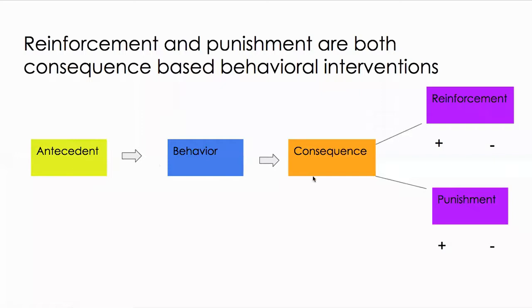Here's that 3-term contingency. So again, pointing out that reinforcement and punishment are both consequence-based behavioral interventions. So we have the antecedent, which is something that happens right before the behavior. There's the behavior. The consequence is either a reinforcement, a positive reinforcement, that's what that little plus is, or a negative reinforcement. Or the consequence could be a punishment, which could be either positive punishment or negative punishment.